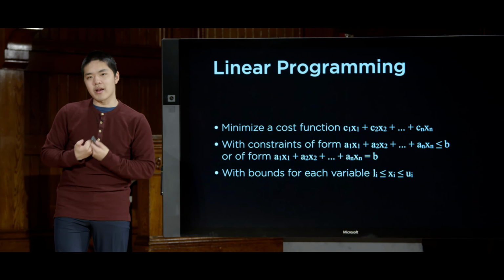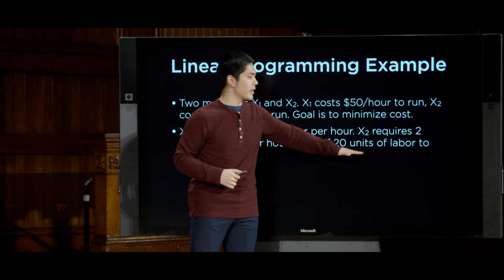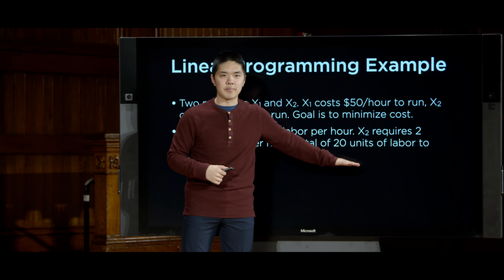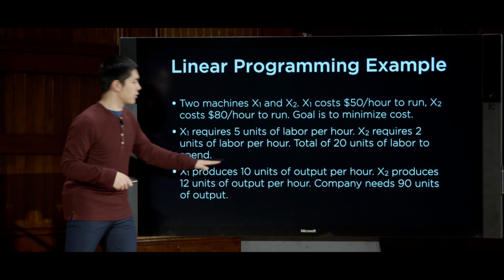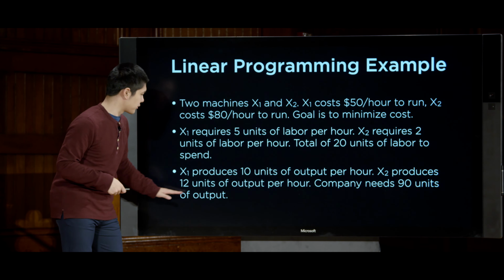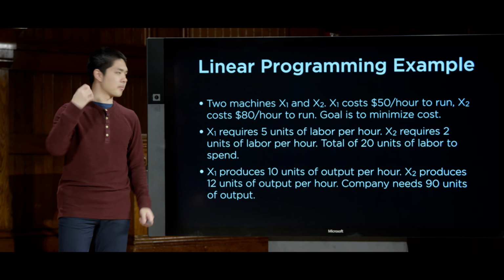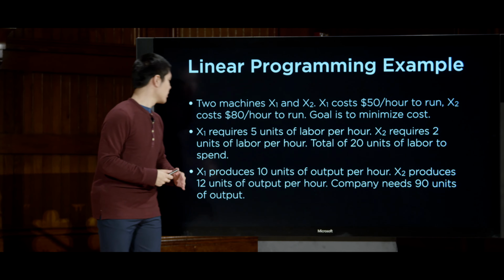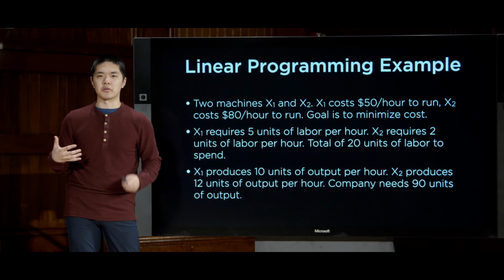So there might be a labor constraint, that x1 requires 5 units of labor per hour, x2 requires 2 units of labor per hour, and we have a total of 20 units of labor that we have to spend. So this is a constraint. We have no more than 20 units of labor that we can spend, and we have to spend it across x1 and x2, each of which requires a different amount of labor. And we might also have a constraint like this that tells us x1 is going to produce 10 units of output per hour, x2 is going to produce 12 units of output per hour, and the company needs 90 units of output. So we have some goal, something we need to achieve. We need to achieve 90 units of output, but x1 can only produce 10 units of output per hour, and x2 produces 12 units of output per hour.